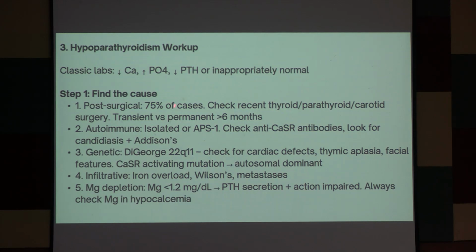Post-surgical, 75% of cases. Check for recent thyroid, parathyroid, or carotid surgery. Autoimmune, isolated or APS1. We have to check anti-CaSR antibodies. Look for candidiasis or Addison's. What happens in Addison's? What is Addison's? Any idea? Adrenal crisis, failure of the adrenal gland.